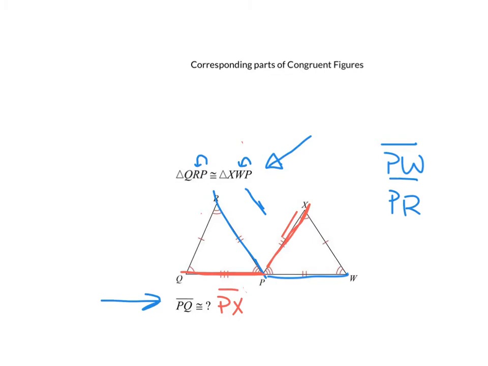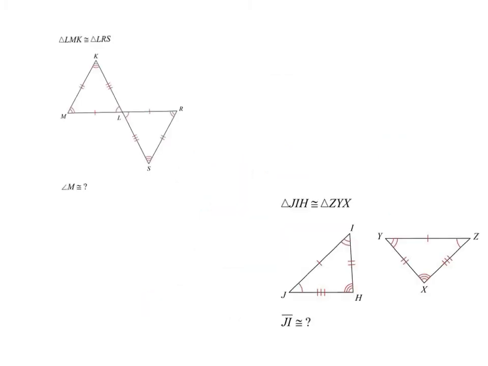All right, let's take a look at another one. This one, we'll talk at the top, has a congruency statement and our triangle's marked up, so that's awesome. We're looking at triangle LMK is congruent to triangle LRS, and the problem they want us to solve is, what is angle M congruent to?